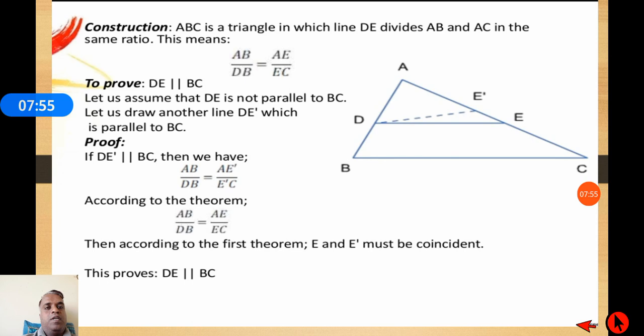Proof: DE dash is parallel to BC, then AD by DB is equal to AE dash by E dash C. According to the given, AD by DB equals AE by EC. Then according to the first theorem, E and E dash must coincide. This proves DE is parallel to BC. This is called the converse of the basic proportionality theorem.